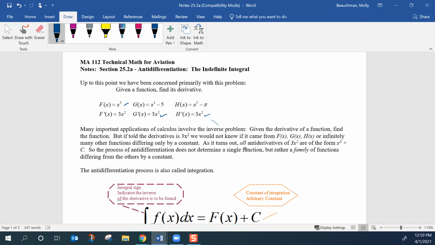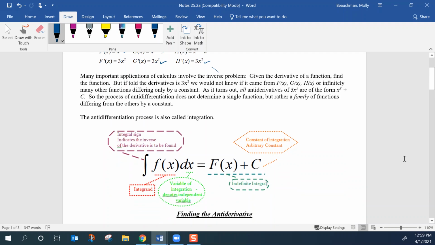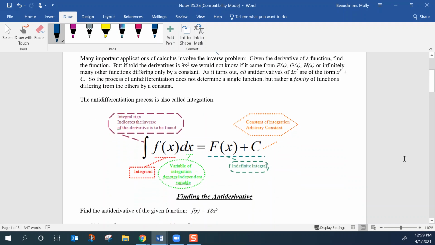As it turns out, all antiderivatives of 3x squared are of the form x cubed plus some constant c. So the process of anti-differentiation does not determine a single function, but rather a family of functions differing from the others by a constant. So let's take a look at the symbols, notation, and vocabulary.